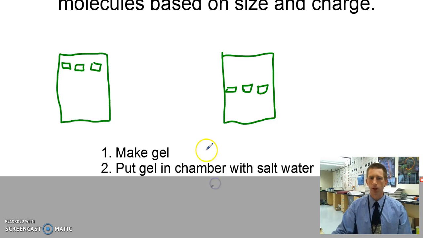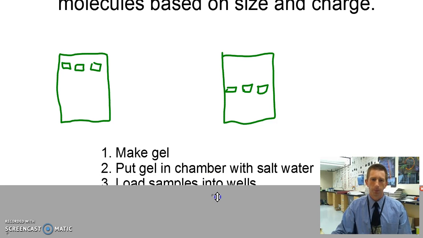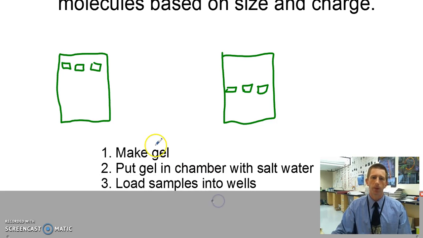Number two, put gel in chamber with salt water. Later we'll apply an electrical current, and electricity, believe it or not, doesn't flow through pure water. So we need salt water. So it's a special TAE buffer, but basically it's just salt water. Put gel in chamber with salt water, then load samples into the wells.